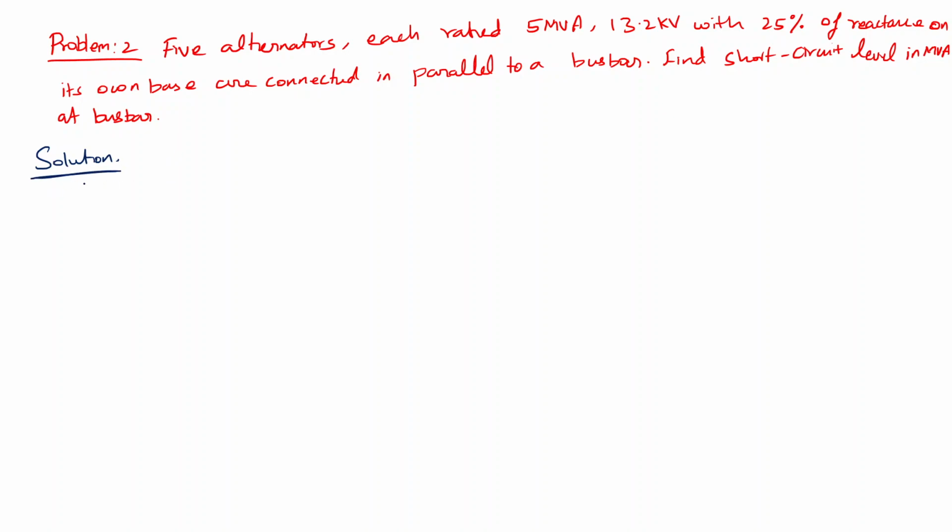So solution step 1: draw the single line diagram. From the question we understand that there are five alternators and their rating is given, like MVA power, voltage is given, and then the reactance value, percentage of the reactance, is given, right?